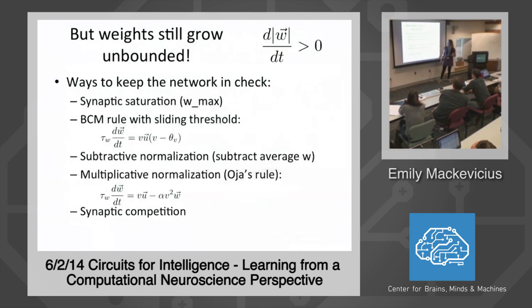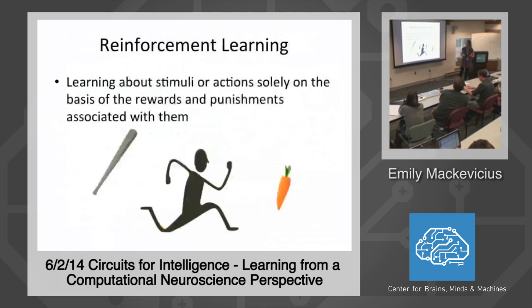One thing that you might have noticed is even in this case with the thresholds, the weights still just keep growing a lot. So you can check that the change of the magnitude of the weight is always positive, and so you could get very high weights. And there are a number of ways that people use to keep this in check. The simplest way is probably just setting some maximum weight and saying none of the weights can be higher than W max.